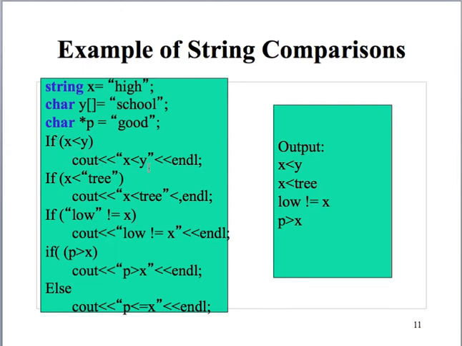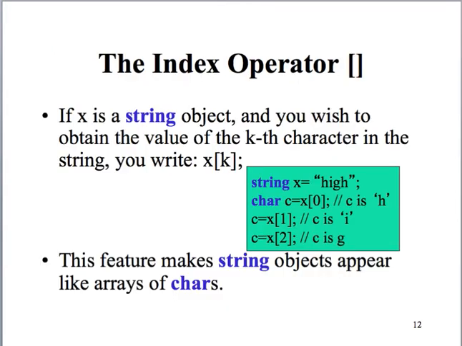Then it says print out x is less than y just as a string, which is what we get over here. If x is less than tree and x is hi, so h is certainly less than t, so we don't have to go any farther to determine that, then we'll print out that value. If low is not equal to x, and x is hi, and low is certainly not the same as hi, so it prints out that value. And if p is greater than x, then in this case g would be greater than h, so that would be true, then it prints out here. And then there's an else, which obviously in this case doesn't get printed. So there we're doing alphabetical type comparisons.